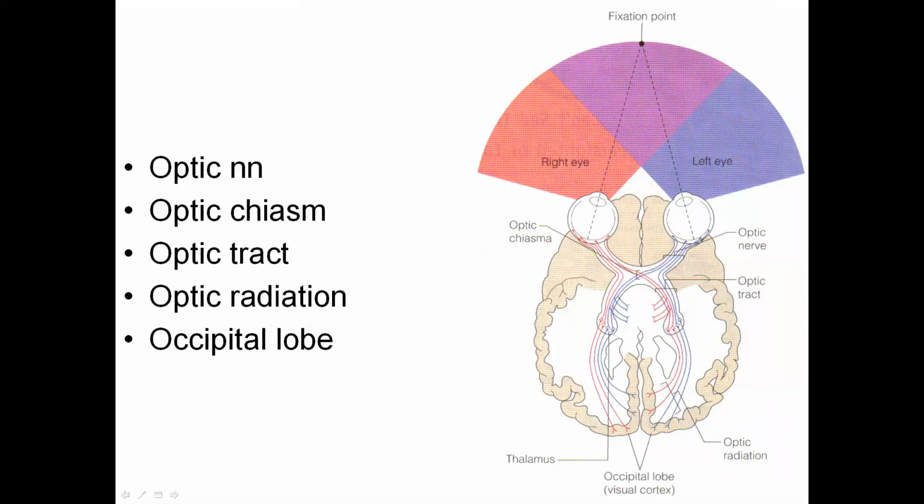So as light is coming in, your pecking order of nerves and structures is the eyeball, the cranial nerve or the optic nerve, then the optic chiasm, then the optic tract, and then the optic radiation as it goes back to the occipital lobe, which is the visual cortex, the area of the brain that helps you interpret vision.